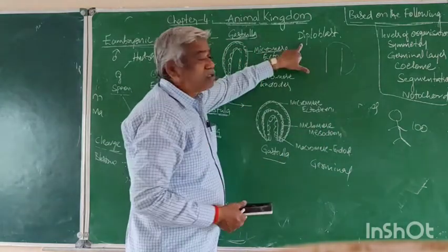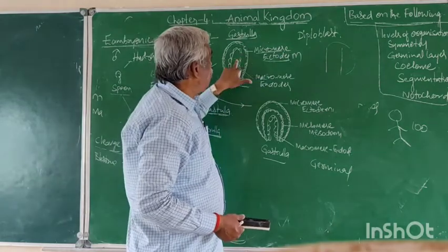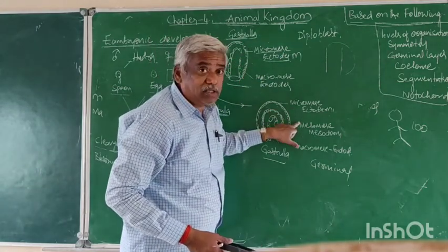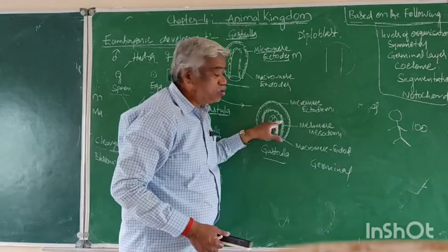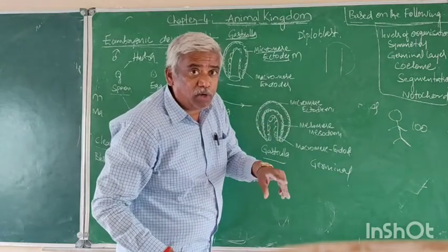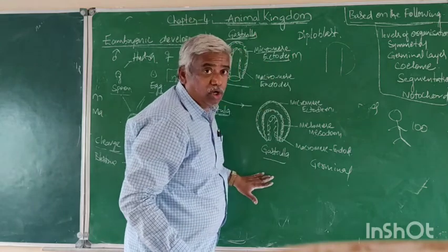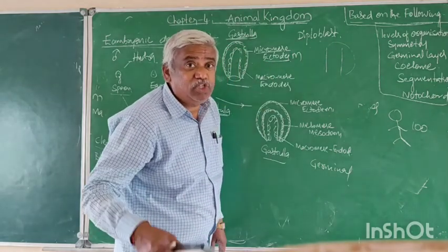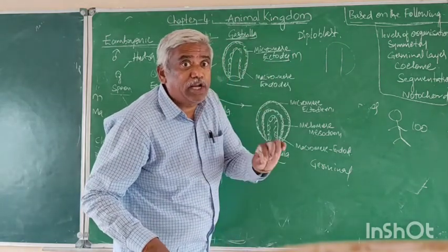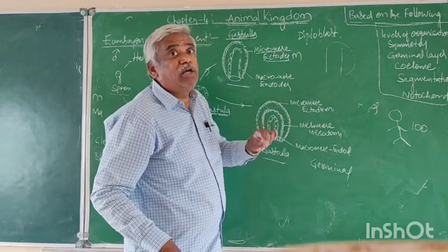If there are two layers, name the two layers: ectoderm, endoderm. What are the three layers? Ectoderm, endoderm, mesoderm. That means ectoderm and endoderm are common in diploblastic and triploblastic gastrula. Name the germ layer which is present only in triploblastic animals but not diploblastic.